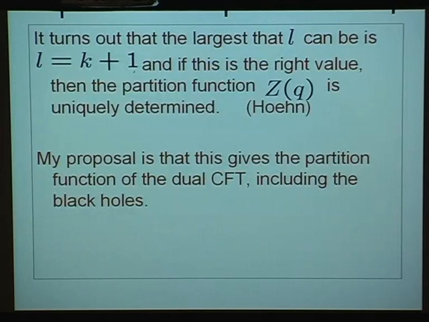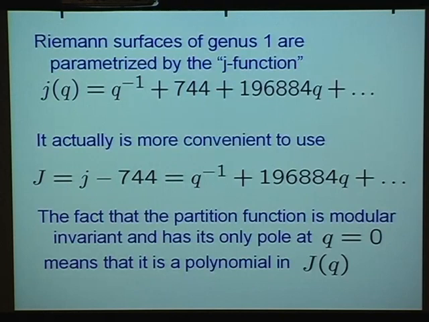So I want to explain this statement, that if L is k plus 1, then the partition function is uniquely determined. So the partition function is a function of the moduli of a Riemann surface of genus 1. And such Riemann surfaces are classified by something called the J-invariant, which has this kind of expansion in powers of q. There's a q inverse and some more stuff, and a lot of very big numbers, even bigger if I went farther. It's convenient to subtract the constant and use capital J, which also can be used to parameterize Riemann surfaces. And the fact that capital J parameterizes Riemann surfaces means that modular invariance is equivalent to the partition function being a function of capital J.